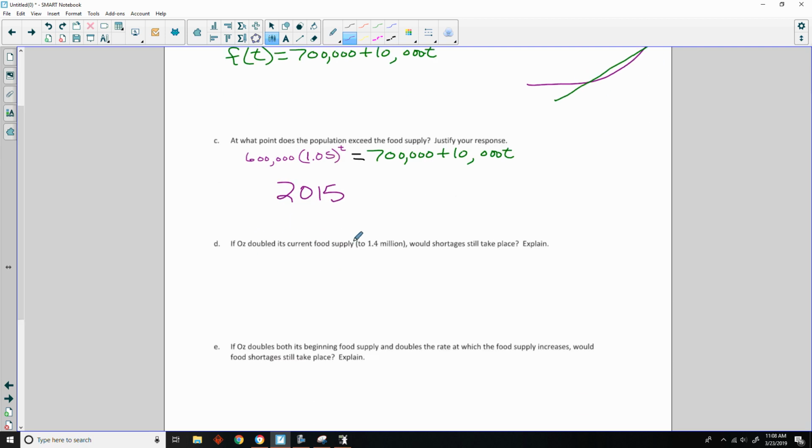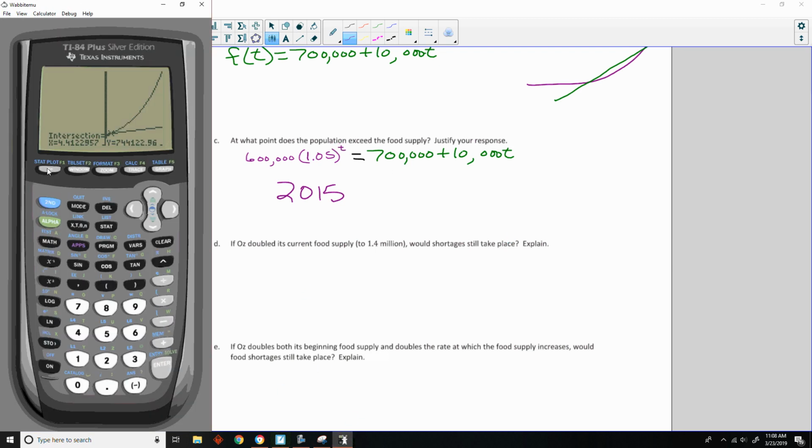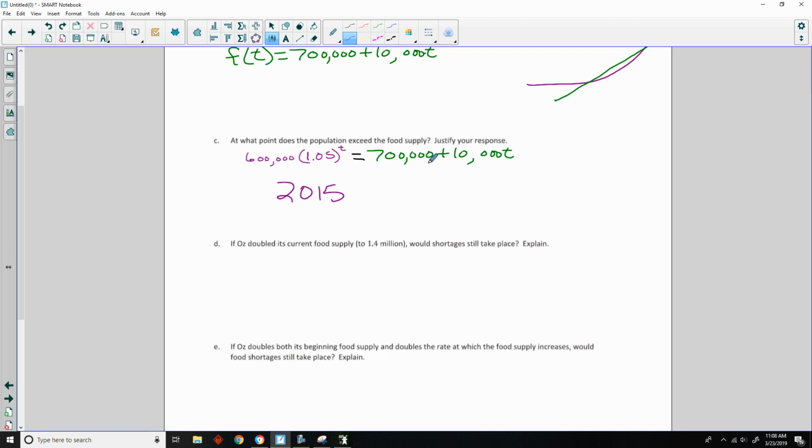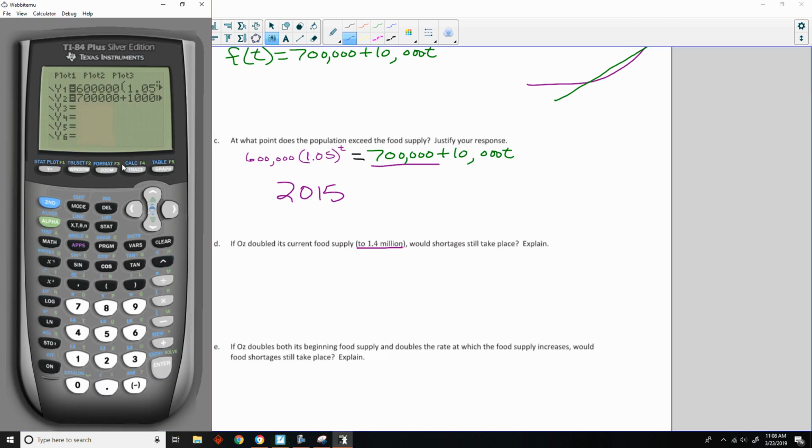Now D says, if Oz doubled its current food supply to 1.4 million, would shortages still take place? Explain. Okay, so that means our food supply starting at 700,000 now would become 1.4 million. Would a shortage still take place? So what I want to do is go back to my calculator and change my equation. And instead of being 700,000, my food supply is now 1.4 million. So instead of 700,000, I'm going to do 1,400,000.